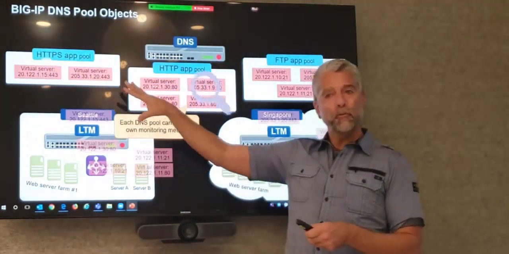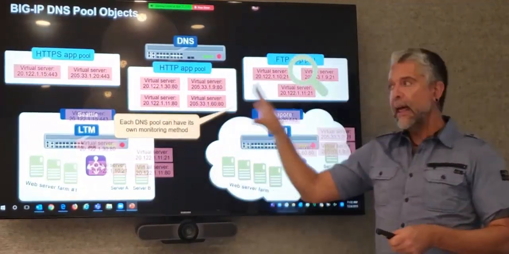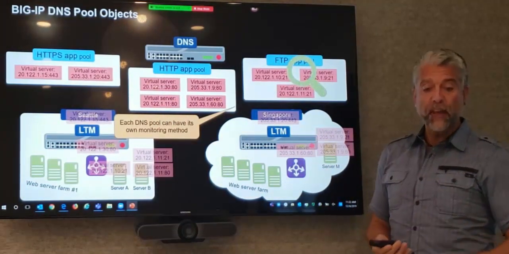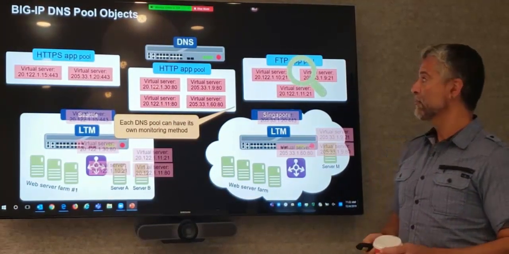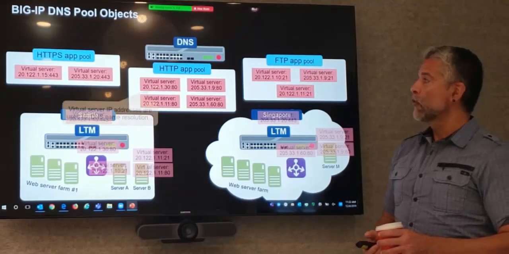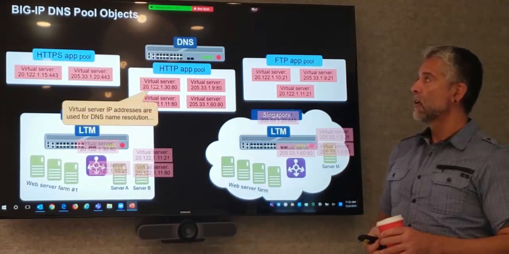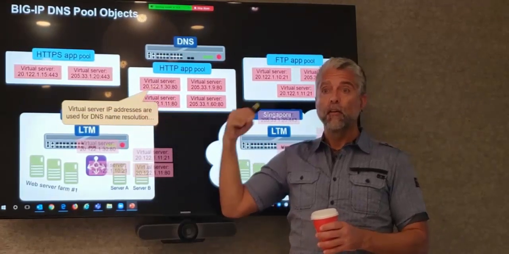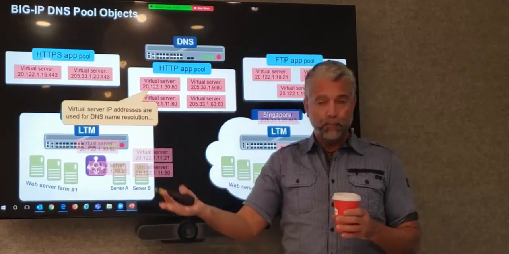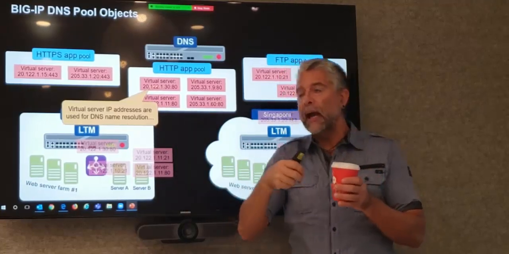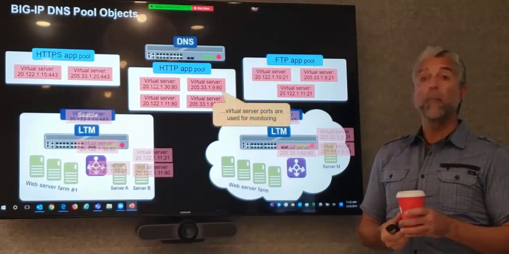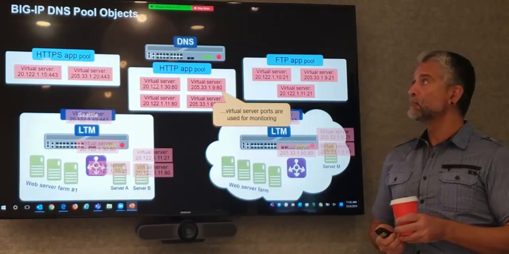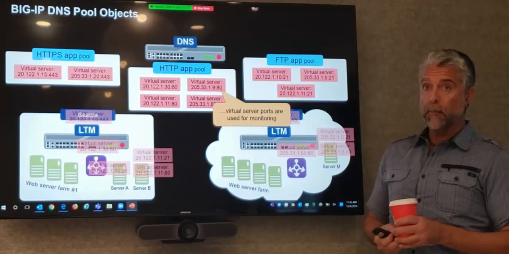In addition, each pool can have its own monitoring method used to identify if the pool is available or not. So in this setup, DNS is using, as a review, the IP address for the queries. That's the IP addresses that are being sent back. The ports are being used for the monitoring aspect, so we can identify if these items are up or down. That's our pool object.